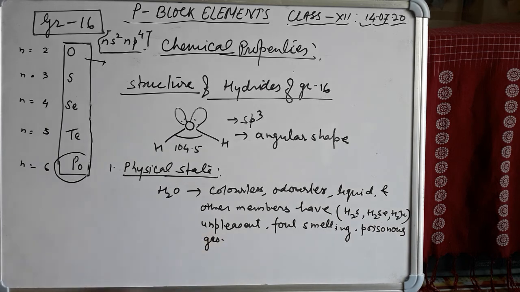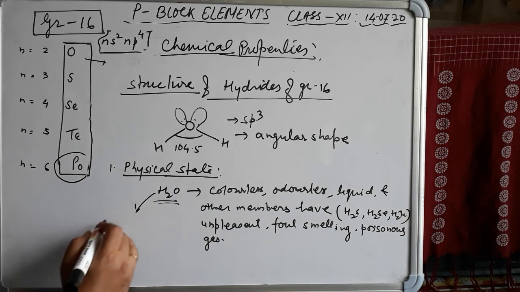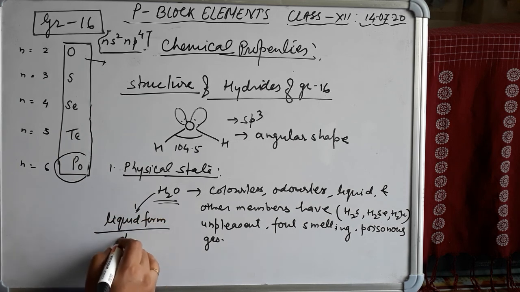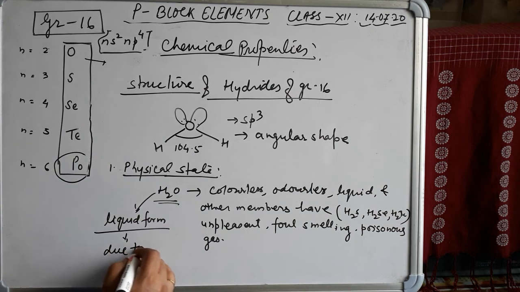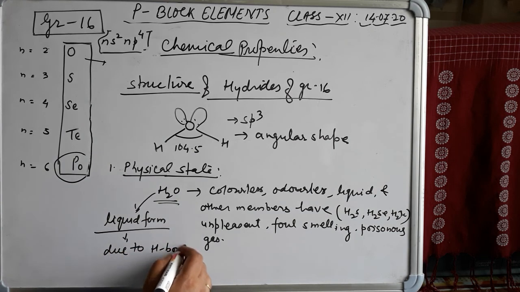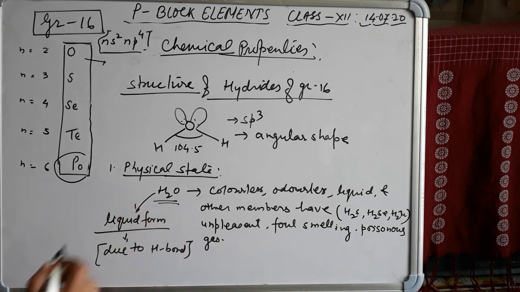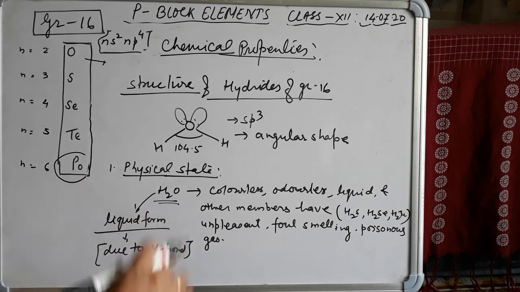The liquid state of water at room temperature is due to intermolecular hydrogen bonding. H bonding is absent in the other family members. Only H2O has H bonding, so the properties of H2O are different from the hydrides of the other members. Next, we talk about the acidic character of the MH bond.